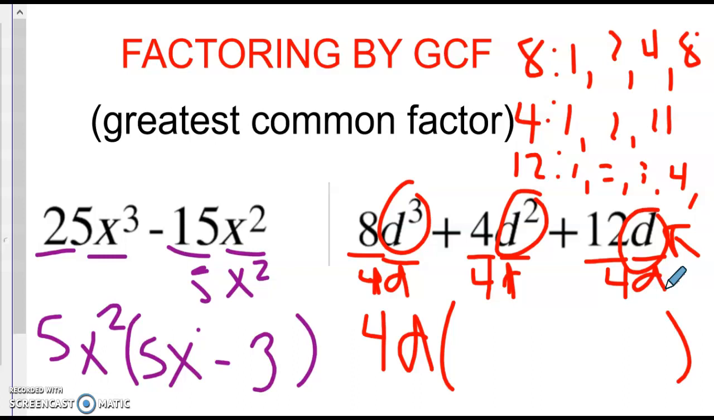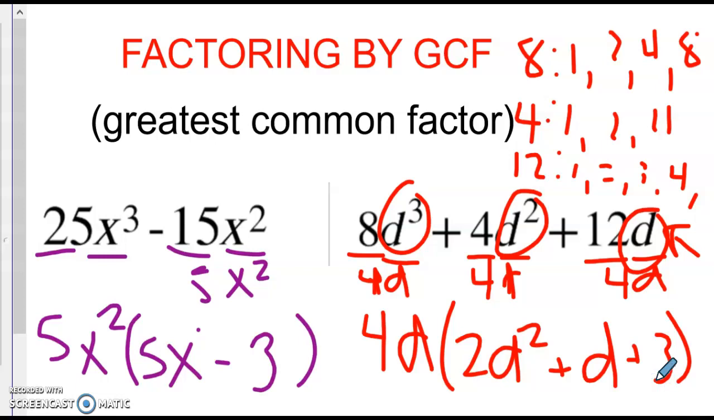So 8d cubed divided by 4d, that's 2d squared. 4d squared divided by 4d, well, that's plus d. 4 divided by 4 is just 1. D squared divided by d is just 1d. And then 12d divided by 4d is plus 3. Okay.